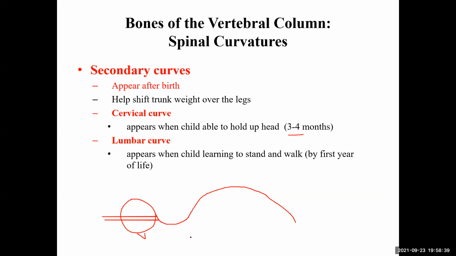So that's when it gets its first secondary curve. That's a cervical curve. The second secondary curve is the lumbar curve. So that's when the baby starts to stand or walk, you start to get another secondary curve, and that is going to be in the lumbar region.